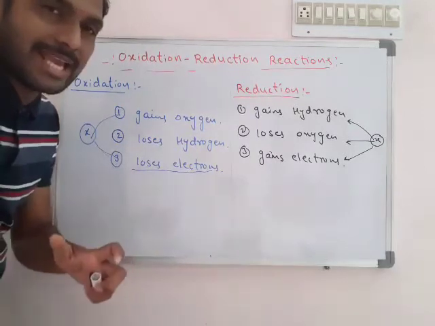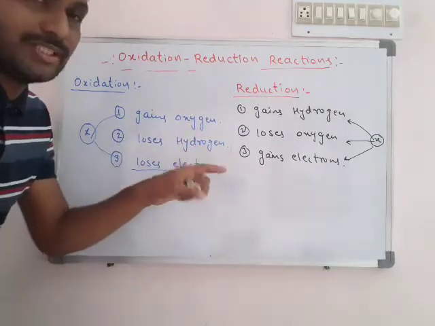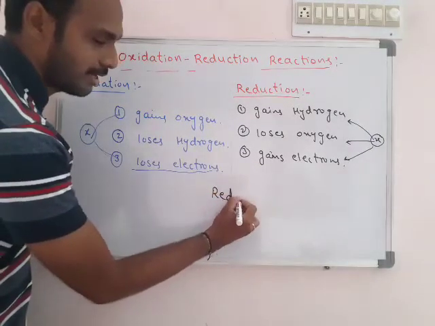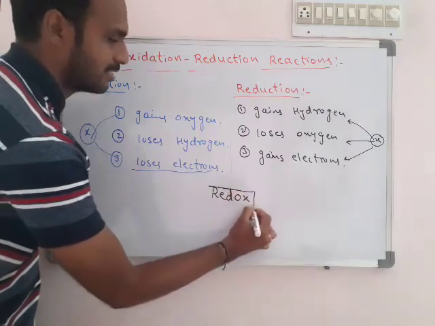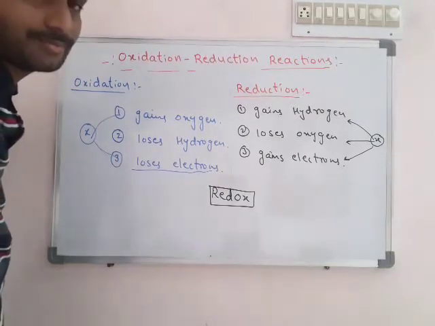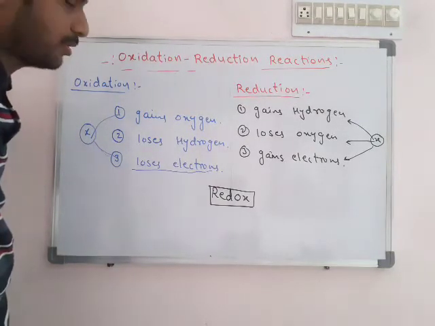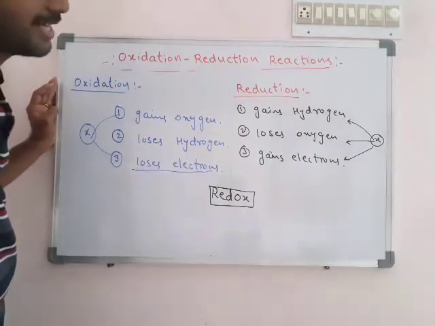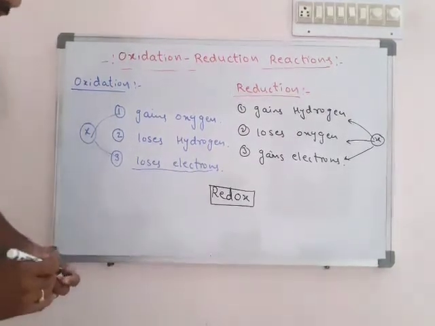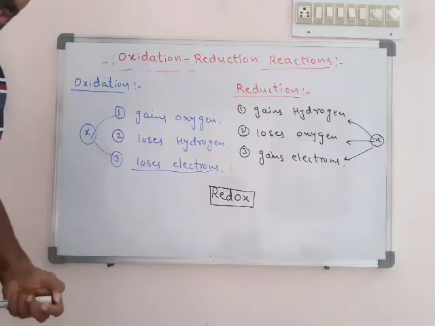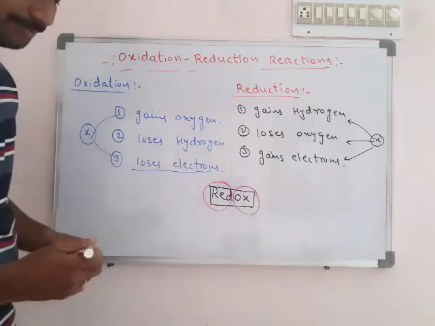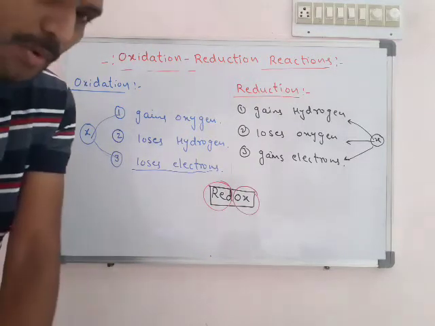If in a reaction both oxidation and reduction take place, they are combinedly known as reduction-oxidation, simply redox reactions. A reaction having both processes, oxidation and reduction, is called a redox reaction. Redox reactions: this indicates reduction, this indicates oxidation.